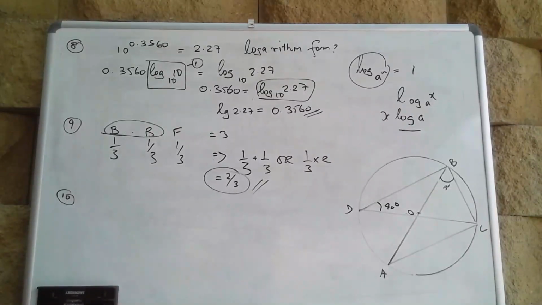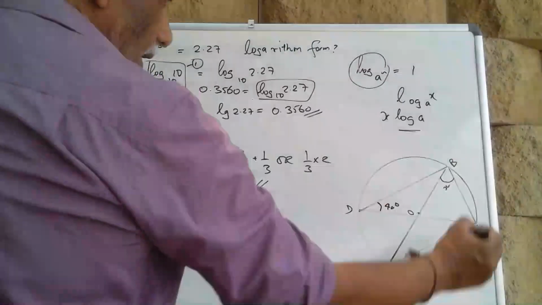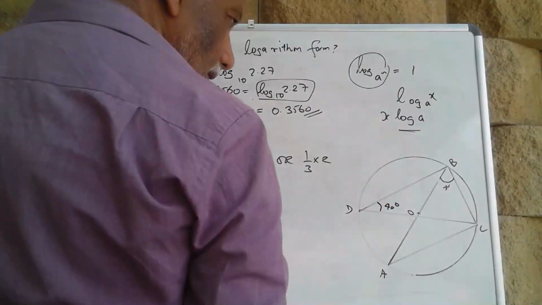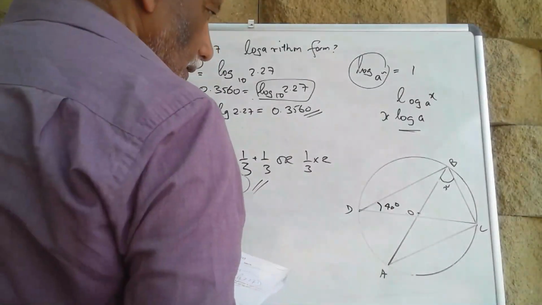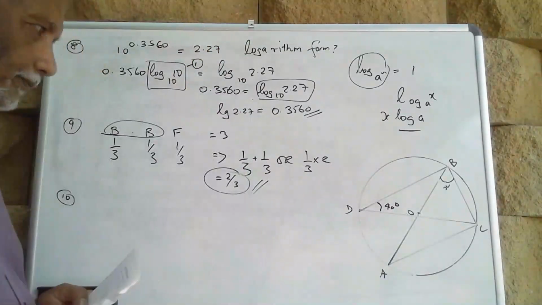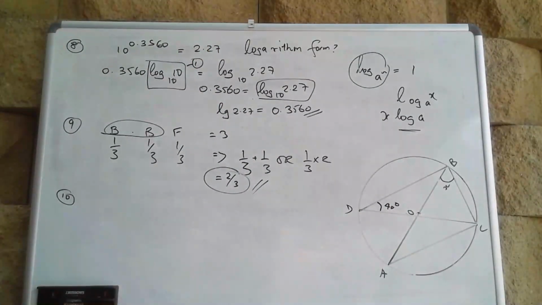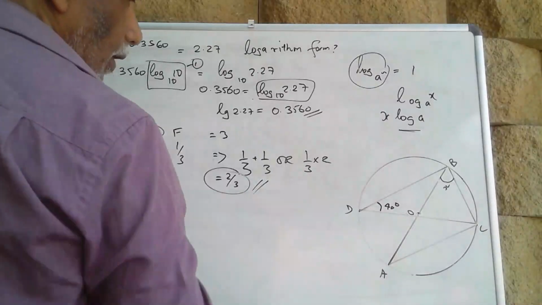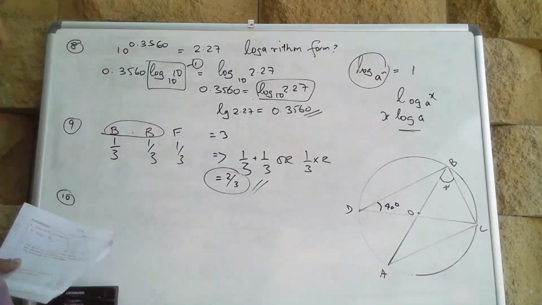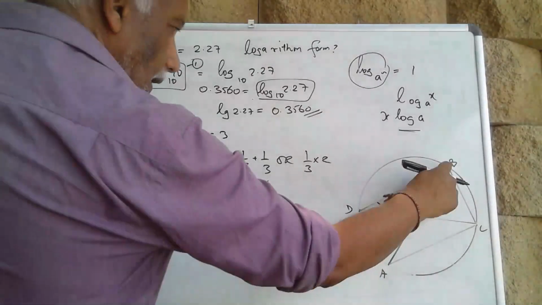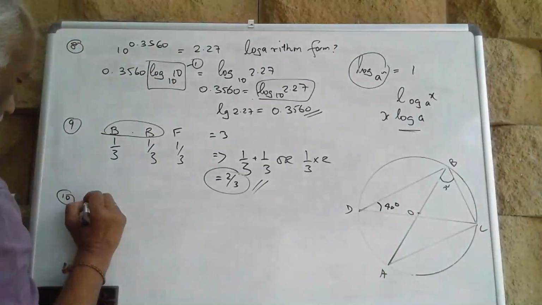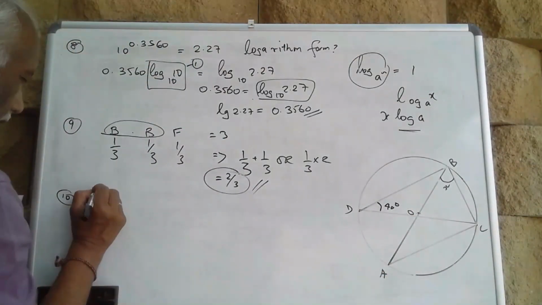Question 10. There is a circle. AB is the diameter, and it has given this is 40 degrees. So they wanted to find the angle X. First thing is first. If this is 40, what is this angle? Therefore, angle BAC must be 40 degrees as well.